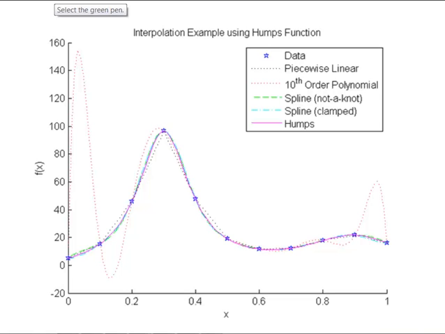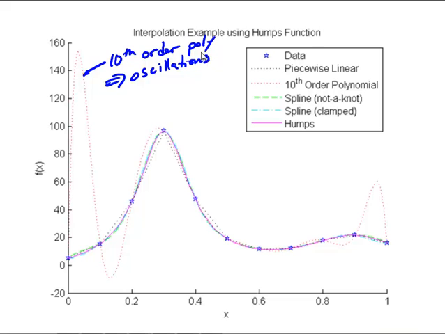We see, like we might expect, and we actually saw the same figure before, the 10th order polynomial has pretty wild oscillations near the endpoints of the range. And then we can see the piecewise linear here is the black dots, and it's just connecting the dots between the stars, which are our sampled data. And the not-a-knot spline follows fairly closely with the humps function, as does the clamped spline.